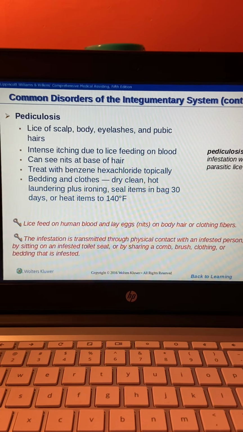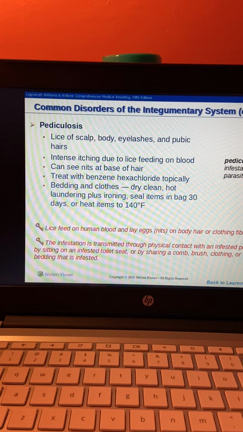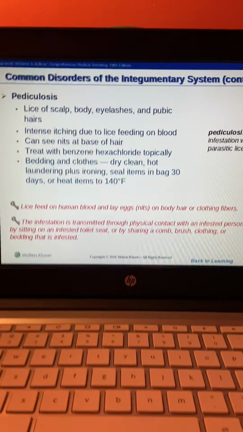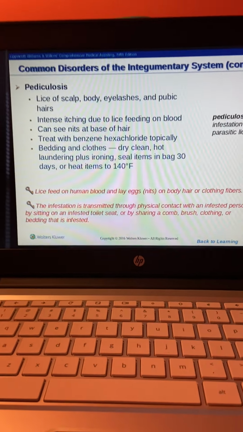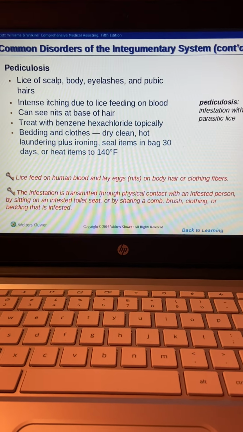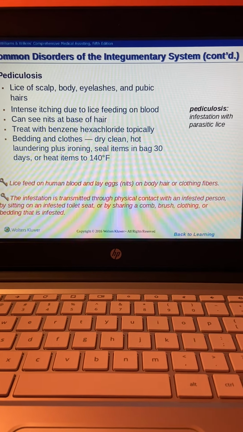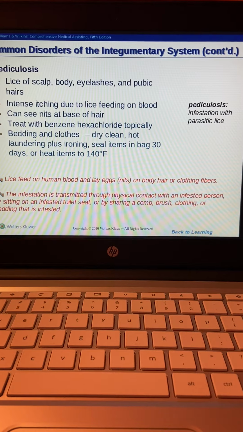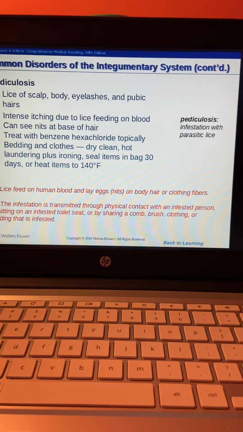You want to make sure that all bedding and clothes are dry cleaned, hot laundered, plus ironed, and seal items in a bag for 30 days or heat the items to 140 degrees Fahrenheit. They feed on human blood and lay eggs, or nits, on the body hair or clothing fibers. The infestation is transmitted through physical contact with an infested person, by sitting on an infested toilet seat, or by sharing a comb, a brush, clothing, or bedding that has been infested.